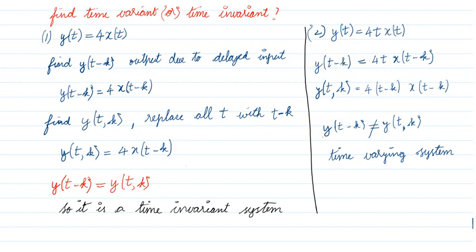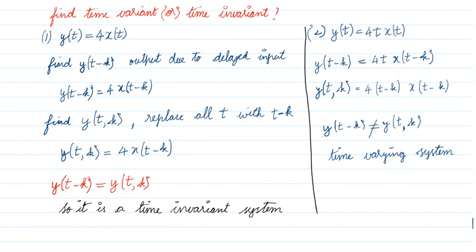T minus k is nothing but time delayed input. X of t is delayed, I will get the time delayed output. Time delayed output is obtained by time delayed input. Next, I am going to find t comma k. What is t comma k? I have written here, replace all t with t minus k. So t is there, t minus k, t is there, t minus k. Check whether these two are equal. They are not equal. Here you have t, here you have t minus k. So it is a time varying system.